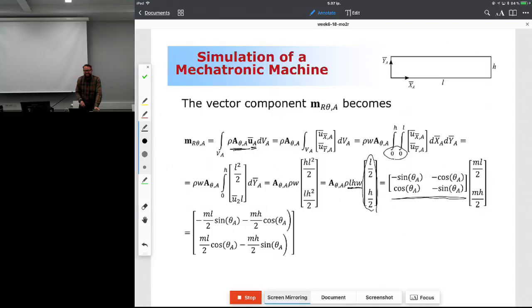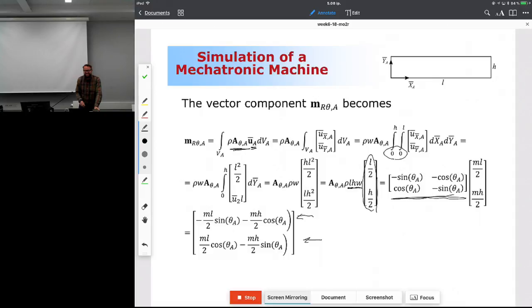And then the matrix here is the rotation matrix differentiated with respect to angle theta. And my final solution is a vector of two components that is a function of angle theta. So it really depends on the body orientation.